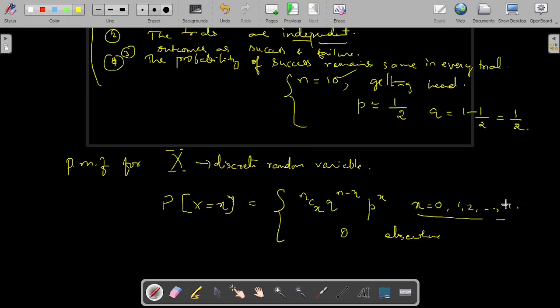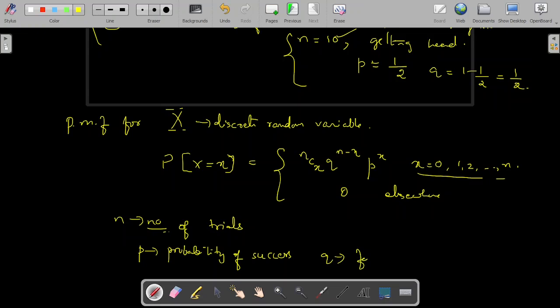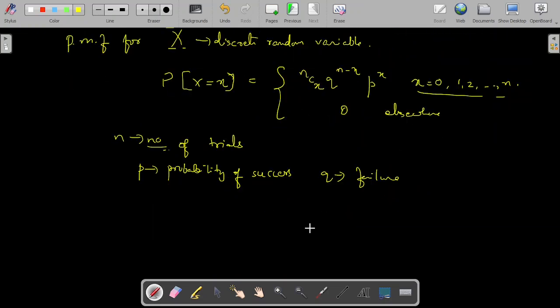So you have to remember from 0 to n, that is important, how to remember the formula. So this is the main formula, ncx q power n minus x into p power x. What is n? Number of trials, and what is p? This is the probability of success. How you define success, based on that, probability of success. And what is q? Probability of failure. And what is the small letter x? Number of successes. That is required. What is asked in the question, based on that x changes.